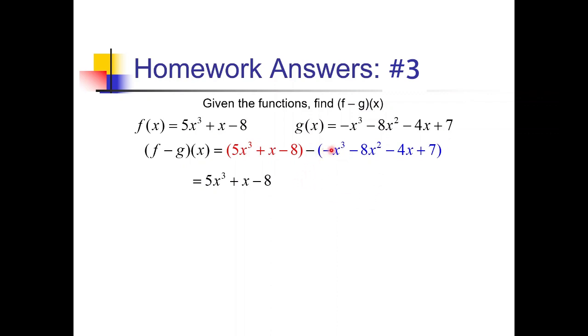But distributing that negative 1 now, we have positive x cubed, positive 8x squared, plus 4x, and minus 7. And at this point, let's simplify and combine like terms. So 5x cubed and x cubed gives me 6x cubed. There's only one of the x squared terms. It's this 8x squared piece here. x plus 4x gives me 5x. And then negative 8 plus negative 7 is going to be negative 15.